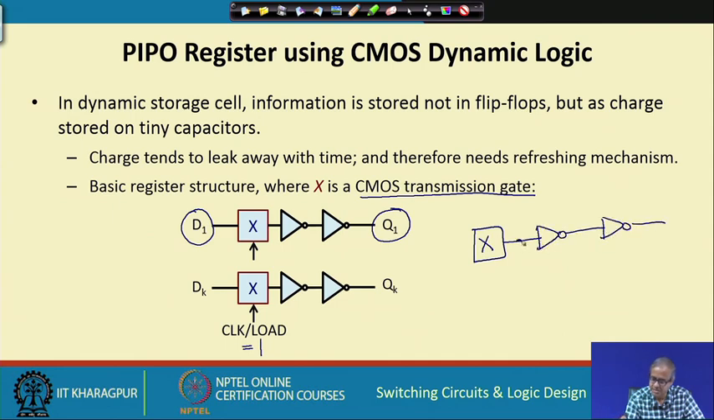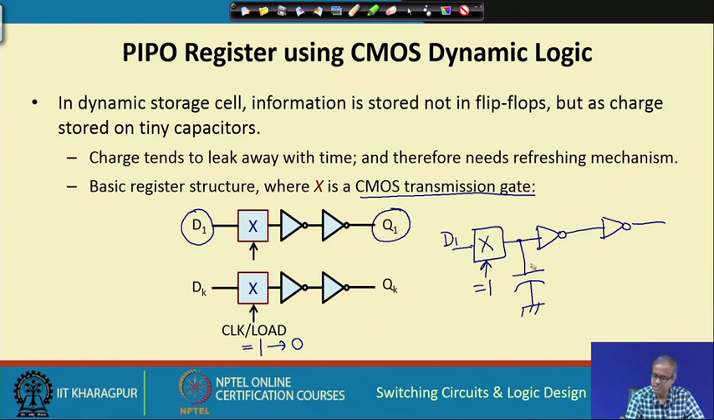So, I am interested in the capacitor here. When this gate is open, when the control of this transmission gate I am setting to 1, whatever I had applied on D 1, 1 or 0, that voltage will get charged on the capacitor, and after it again comes back to 0, this transmission gate again closes.